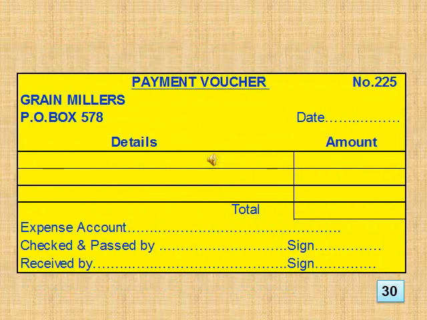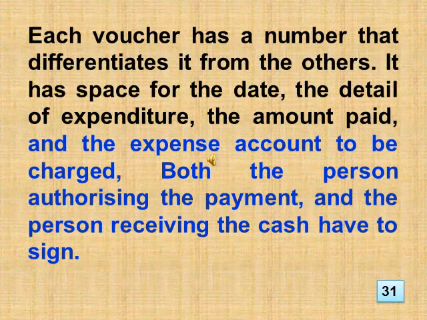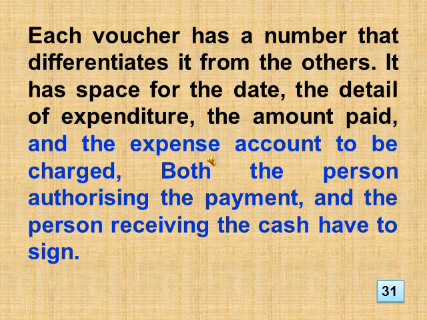This is a payment voucher. Each voucher has a number that differentiates it from the others. It has space for the date, the detail of expenditure, the amount paid, and the expense account to be charged. Both the person authorizing the payment and the person receiving the cash have to sign.